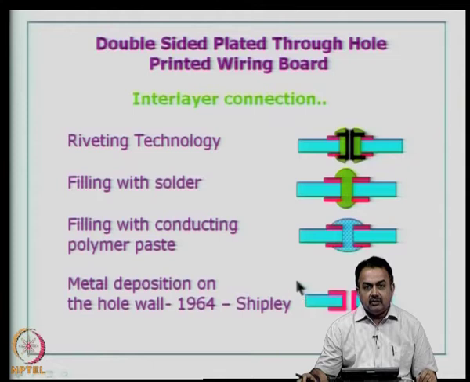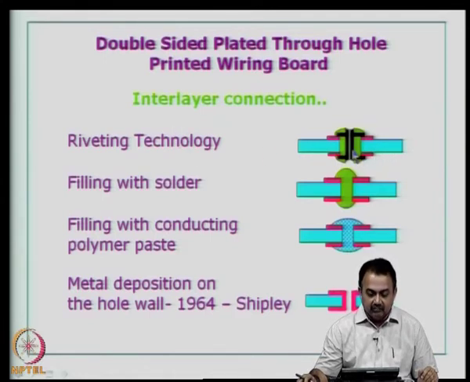Double sided plated through hole printed wiring board. In this case, the interlayer connection is very important. The earliest technology was riveting the holes and making them conductive in the olden days. People have also tried filling them with solder, although it looks very immature to us today. In earlier days this was simply an easy method of filling the hole with molten solder and then providing some kind of interconnection, but never a reliable one.